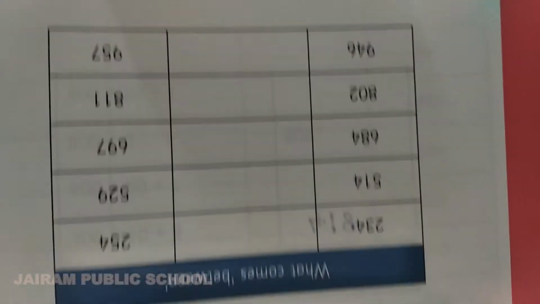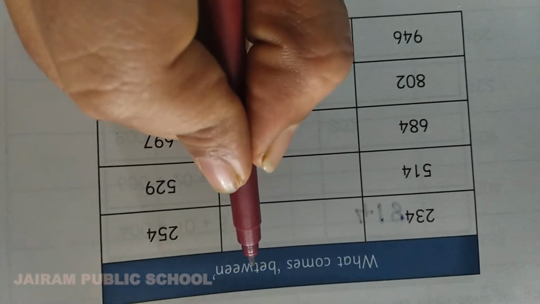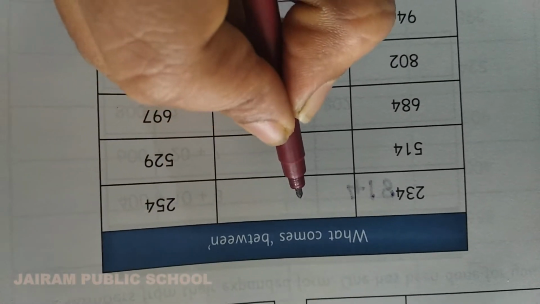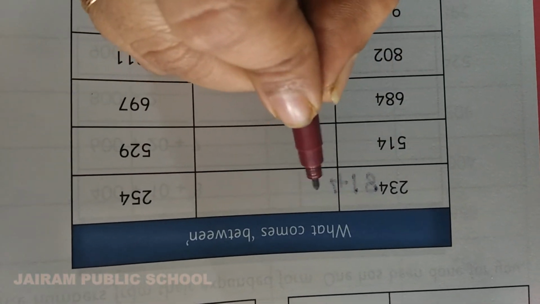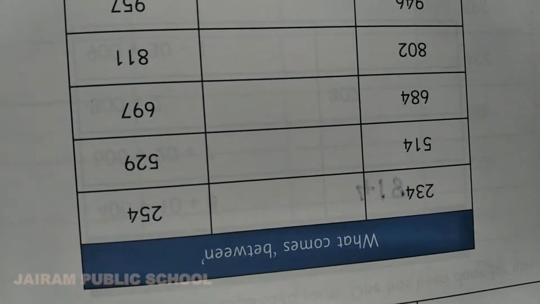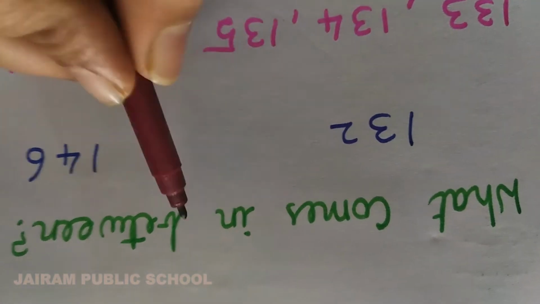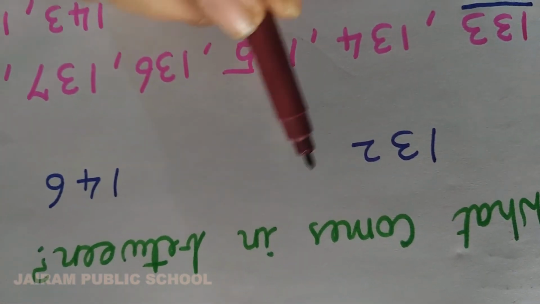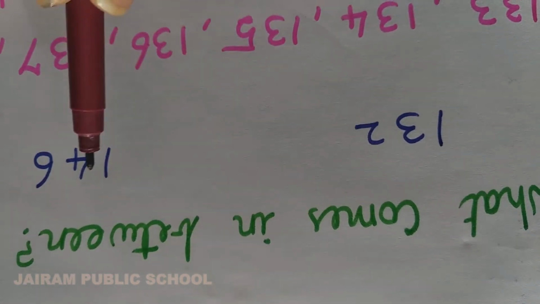Okay, and see here what comes between. Between means the number will come between these two numbers. So the number which comes between 234 and 254. Now see here, Kana, what comes in between? What number will come in between these two numbers?